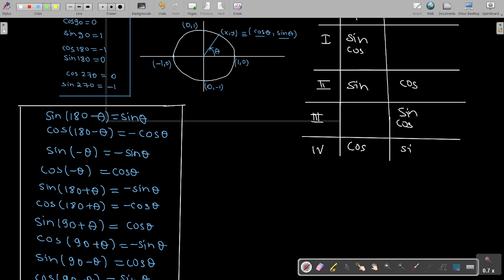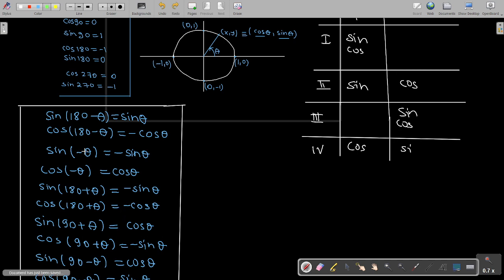Now sine of 90 plus theta. Which quadrant will you be in? 90 plus theta. 90 is the first quadrant, plus theta, second quadrant. In the second quadrant, is sine positive or negative? Second quadrant sine is positive. That's why it's a positive cos theta.